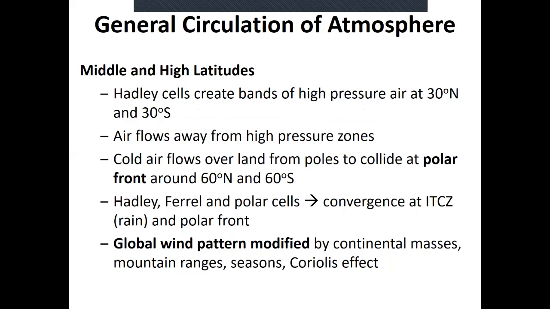And so the Hadley cell, the Ferrel cell and polar cells, and the ITCZ and the polar front, those are the main features of the circulation of the atmosphere on Earth. And these are basic global wind patterns, but they are modified by the locations of continents, mountain ranges, and they vary with the seasons and Coriolis effect.